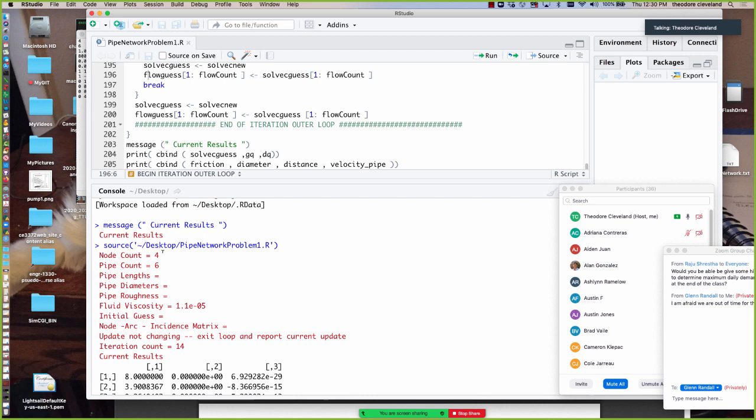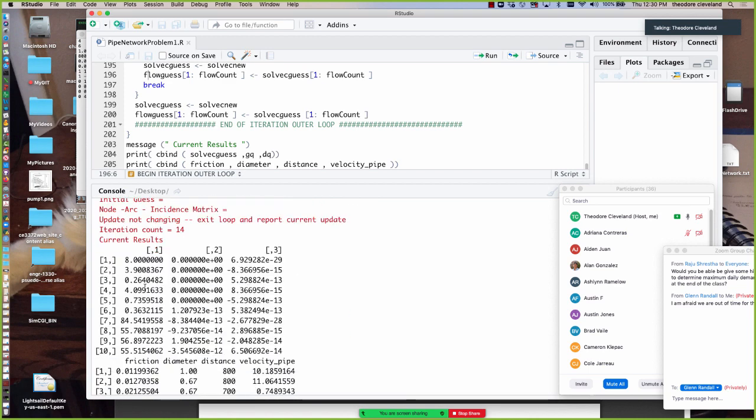There were 4 nodes, 6 pipes. The pipe lengths are not being imaged back because they're suppressed, and it gives the flow rate in pipe 1 is 8, which we knew ahead of time. Flow rate in pipe 2 is 4. Flow rate in pipe 3 is pretty small, 0.26. Flow rate in 4 is 4. Flow rate in 5 is 0.73. Flow rate in 6 is 0.36.